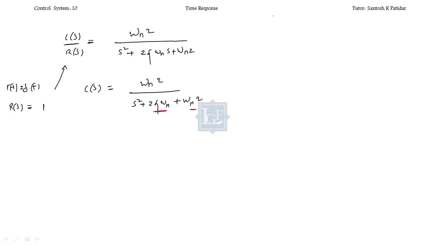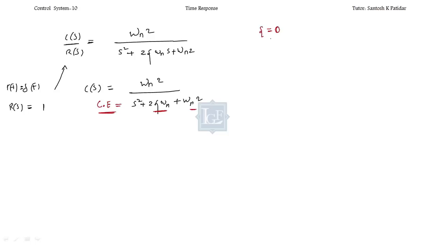Let's take the various conditions of this zeta, starting with zeta equal to 0. This is the characteristic equation of your second order system, and it is going to decide the number of poles, whether they are in the RHS or in the LHS. So we can easily identify whether the system is stable, unstable or marginally stable, okay?